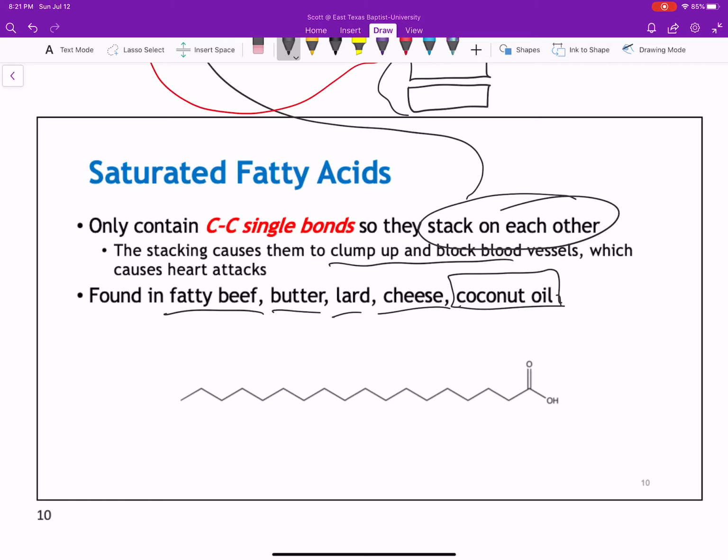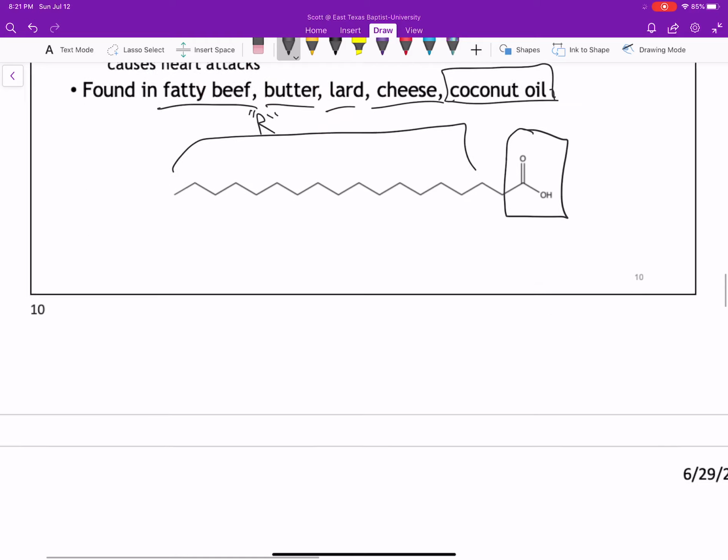So just to reiterate what a fatty acid is, here's your carboxylic acid head group, and the carboxylic acid is hydrophilic, so it likes water, and then this is a hydrophobic hydrocarbon chain, and notice that there are no CC double bonds within that, so this would just be called a saturated fatty acid.